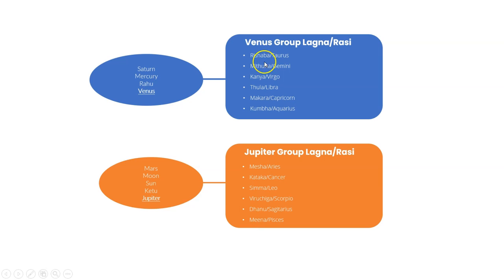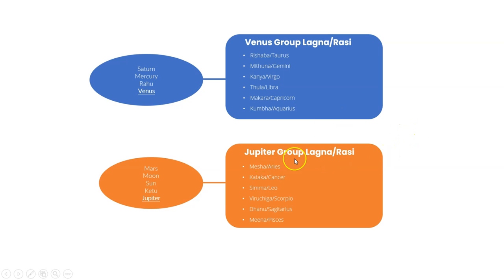If you see, for Venus group Lagna and Rashi, Saturn, Mercury, Rahu, and Venus dashas will generally be good because for these Lagnas and Rashis, Saturn, Mercury, Rahu, Venus will own 1, 5, or 9, right? In some cases, they may own an additional house in addition to 1, 5, 9. Generally, 1, 5, 9 is good, right? That's how we are making this classification.